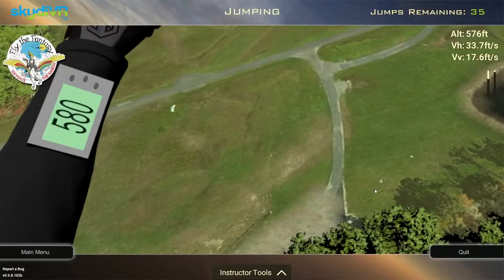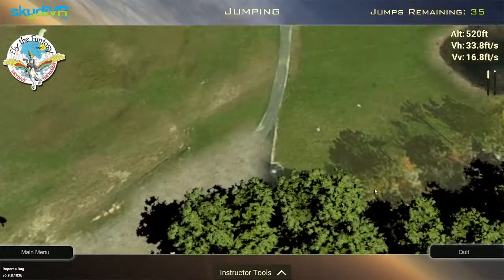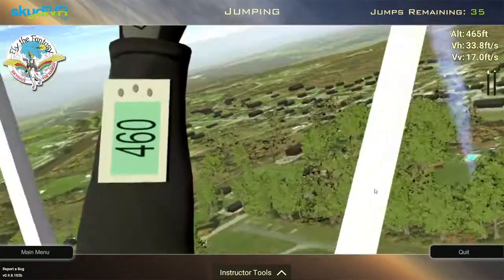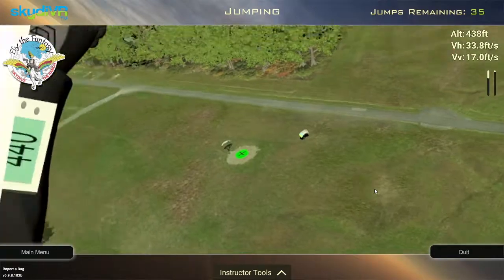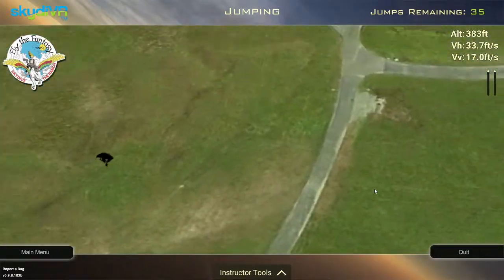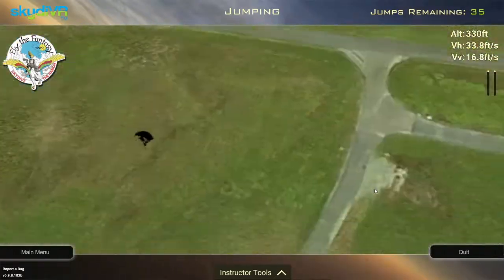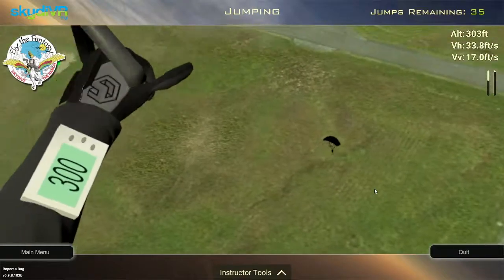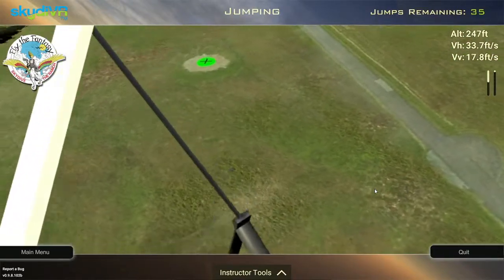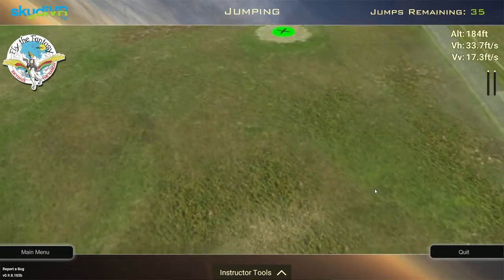I'm looking at the target down and to my left, and let's see if this pattern works. You know, part of this is learning the glide ratio of the simulator, right? Your actual canopy may differ in its results. Okay, so 300 feet is coming up now. I'm starting my turn into final, and let's see if I'm on a path to overshoot or if I've got this.